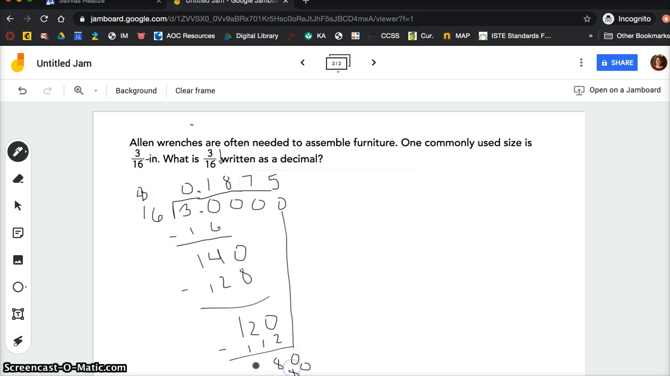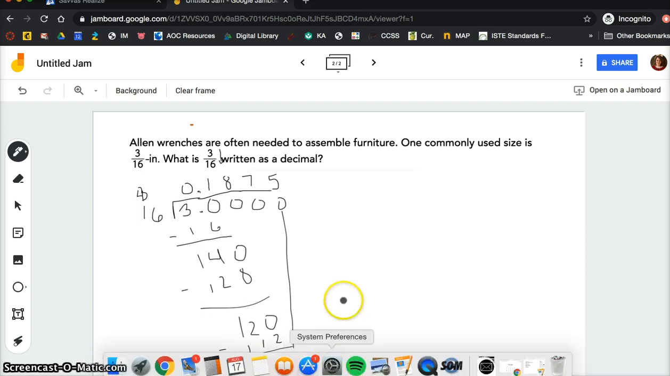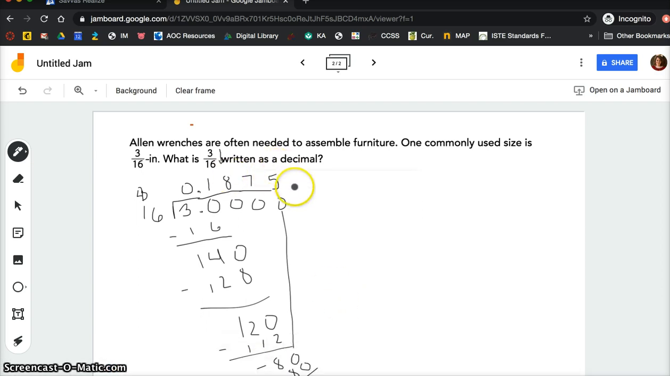So you're going to want to go about 3 or 4 decimal places out to see if it does eventually repeat or terminate. This one does not repeat because at the end here we got a 0 that's left over. So that means this is the end of our decimal. So written as a decimal, 3/16 is 0.1875.